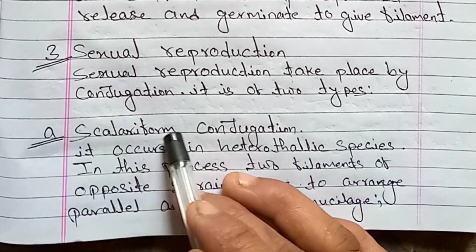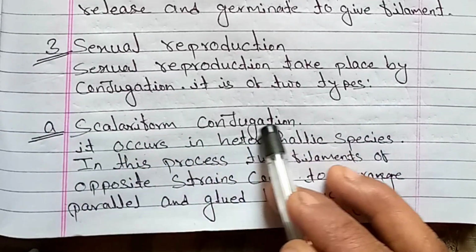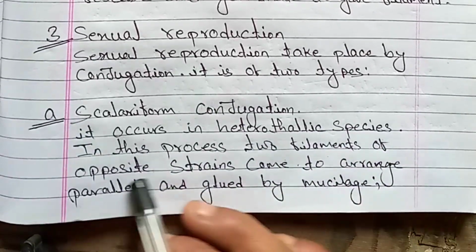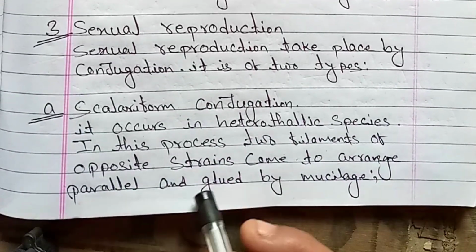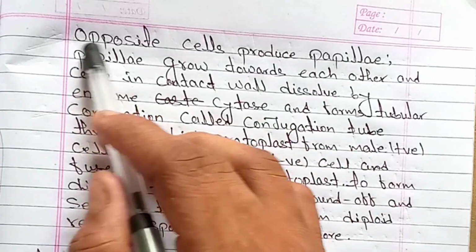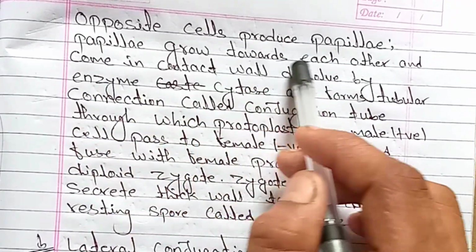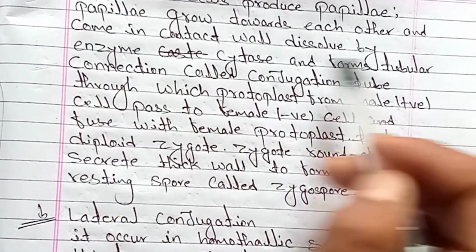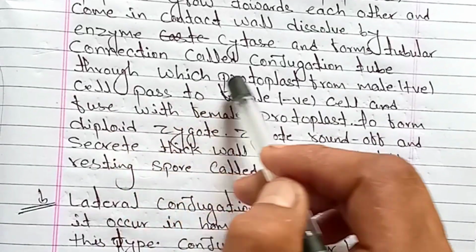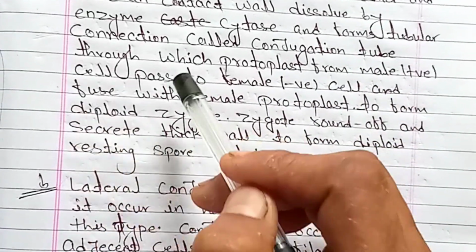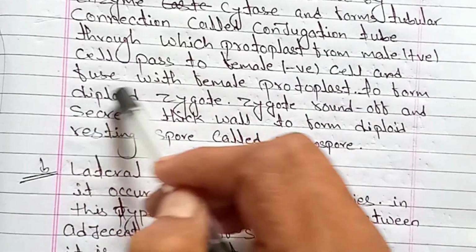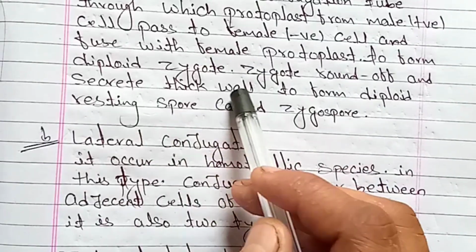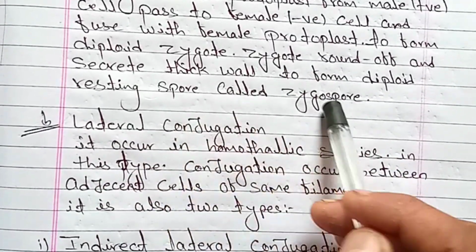Point number A, scalariform conjugation. It occurs in heterothallic species. In this process, two filaments of opposite strand come to lie parallel and close to each other. Opposite cells produce papillae. Papillae grow toward each other and come in contact, walls are dissolved by enzyme cytase and form tubular connection called conjugation tube, through which protoplast from male positive cell passes to female negative cell and fuses with female protoplast to form diploid zygote. Zygote rounds off and secretes thick wall to form diploid resting spore called zygospore.